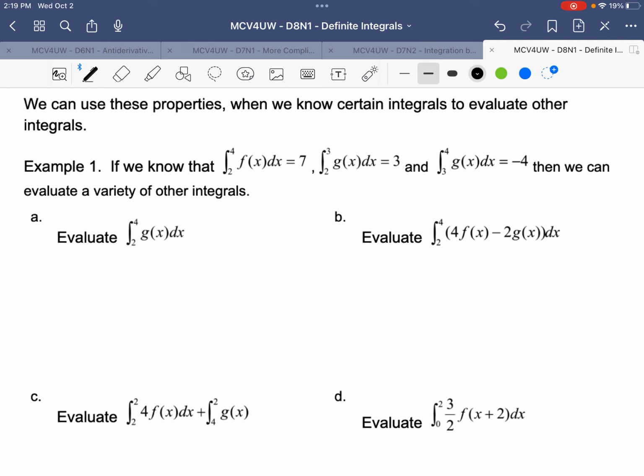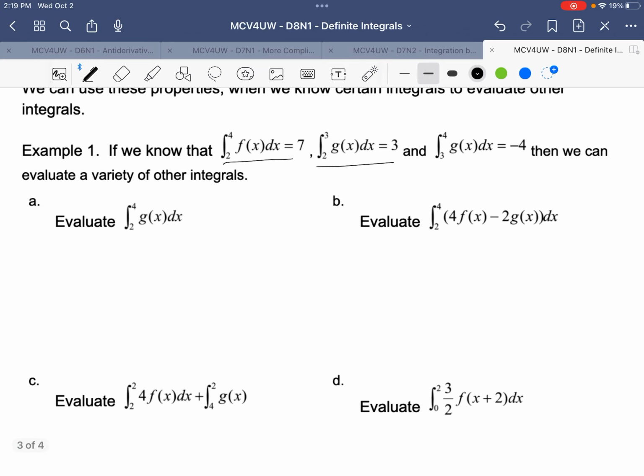Now, in our first question, if I'm looking at all these, I don't have the integral from 2 to 4. But I have the integral from 2 to 3, and then the integral from 3 to 4. So I can rewrite this as the integral from 2 to 3 of g of x dx, 3 is the upper limit, 2 is the bottom limit, then add the integral from 3 to 4 of g of x dx. And I have values that I can substitute in both of these.